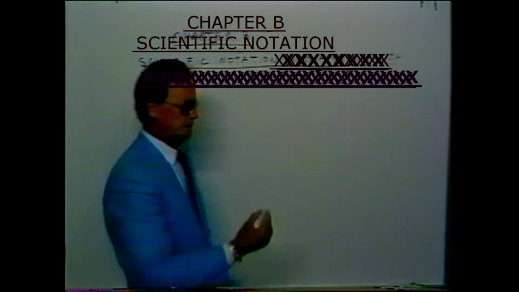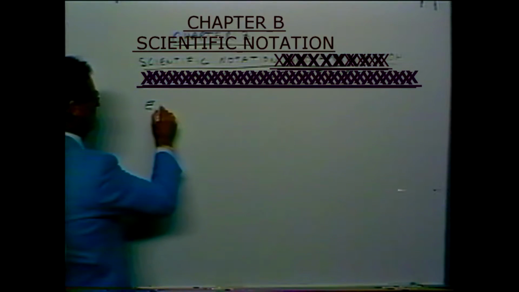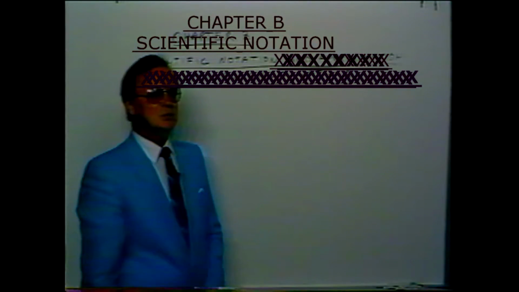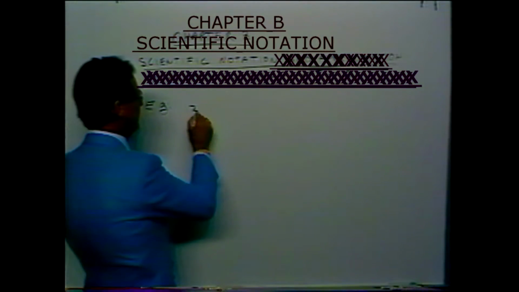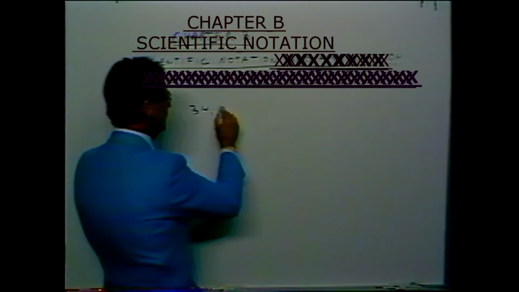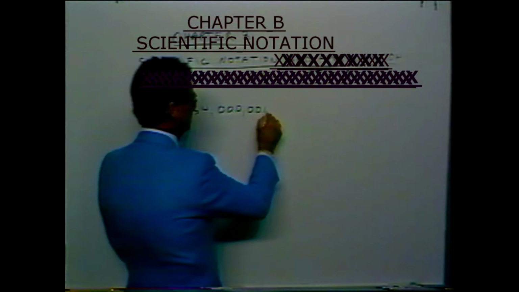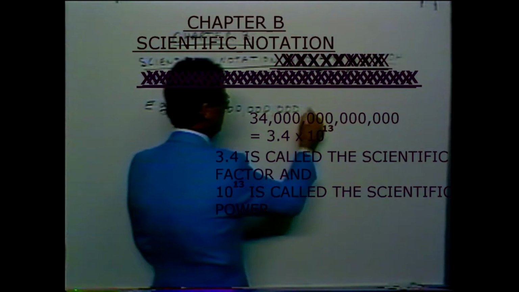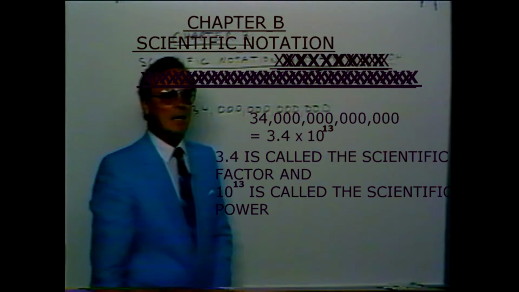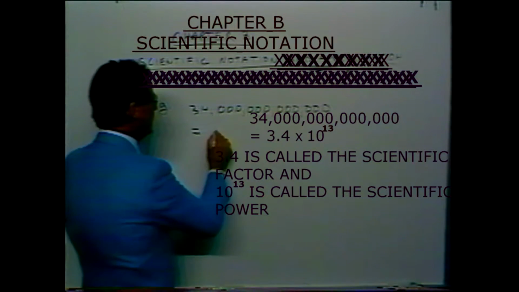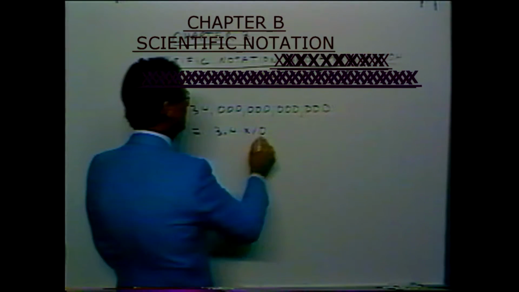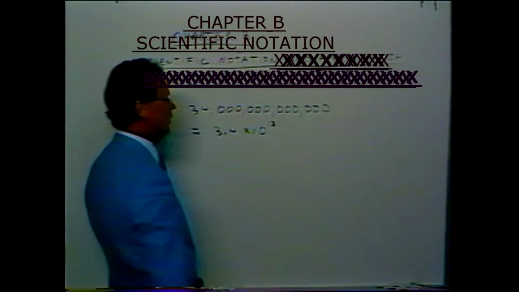For example, a number such as 34 followed by 12 zeros can be written as 3.4 times 10 to the 13th exponent.